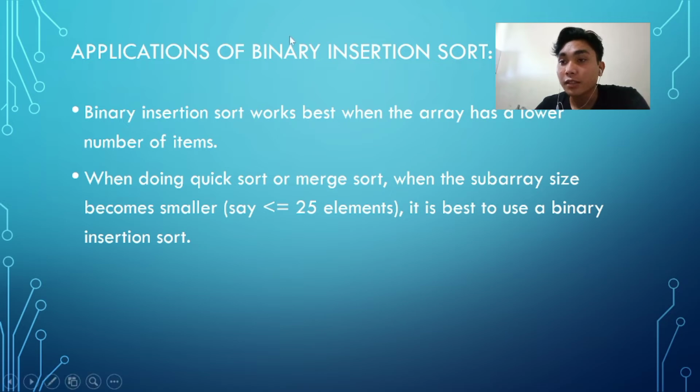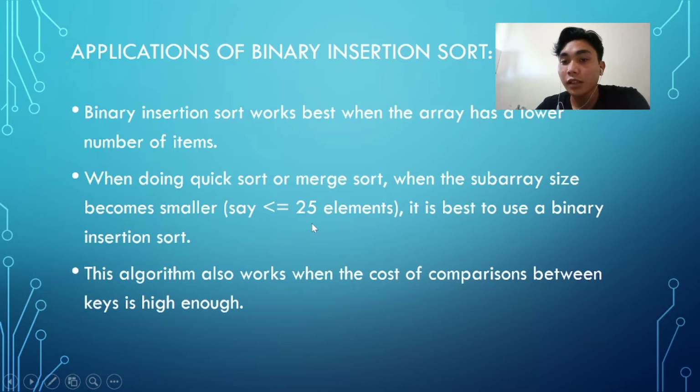If it is less than or equal to 25 elements, then it is best to use the binary insertion sort. This algorithm works when the cost of comparisons between keys is high enough. For example, if you want to sort multiple strings, the comparison cost of two strings will be higher.